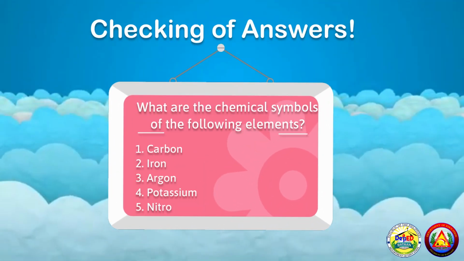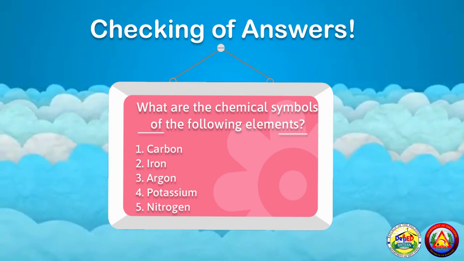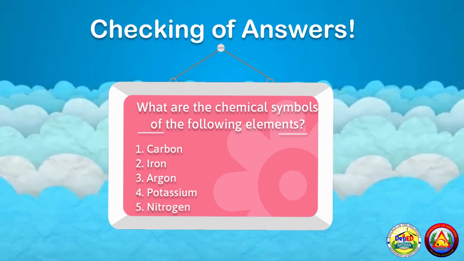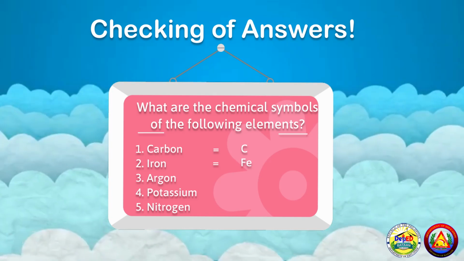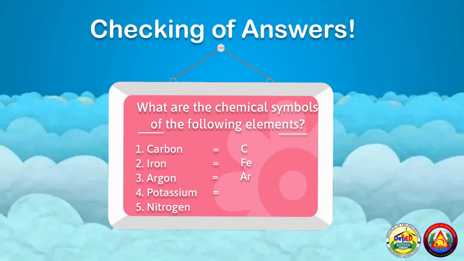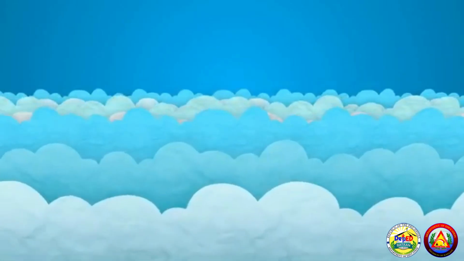Direction. What are the chemical symbols of the following elements? Carbon, the chemical symbol is C. Iron, Fe. Argon, Ar. Potassium is K. And nitrogen is N.